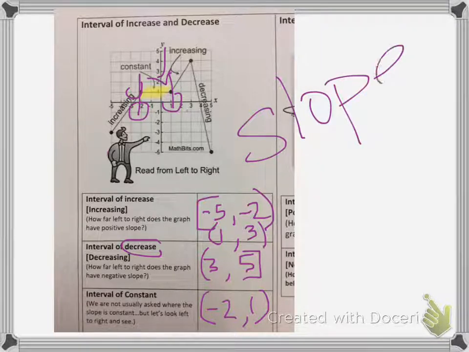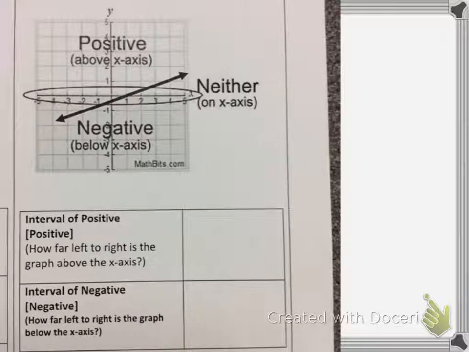We're talking about slope when we're talking about interval of increase and interval of decrease. The next thing we're going to talk about is whether or not we have positive or negative intervals. So positive and negative intervals come from looking at the x-axis. Everything above the x-axis is considered positive, and everything below the x-axis is considered negative.